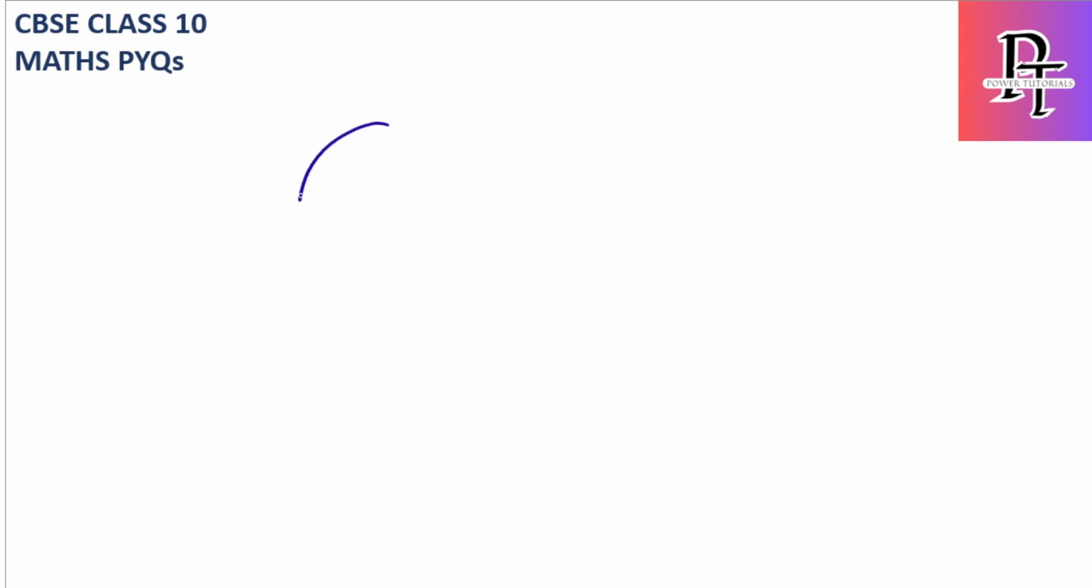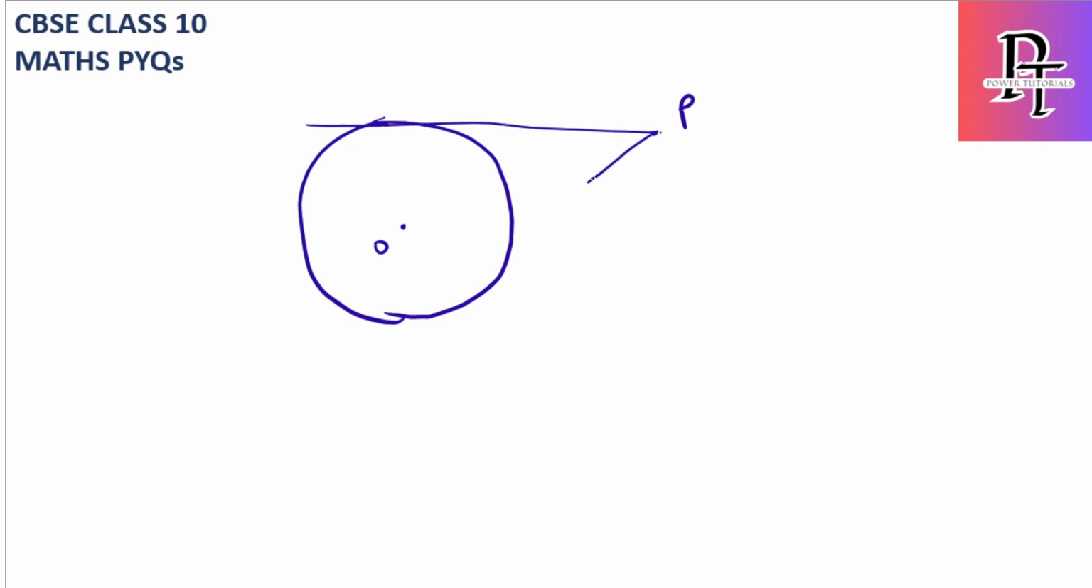So suppose we have a circle here, with center O and radius R. For tangents from an external point, say point P, if the point is outside, we will have two tangents. If the point is inside, zero tangents. If the point is on the circle, we will have one tangent. So we're talking about the tangents from the external point. This is the external point, this is tangent 1 and this is tangent 2. So we have two tangents from an external point.